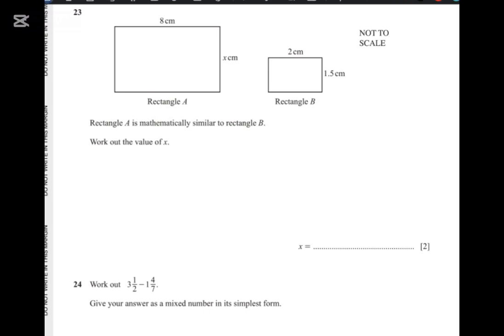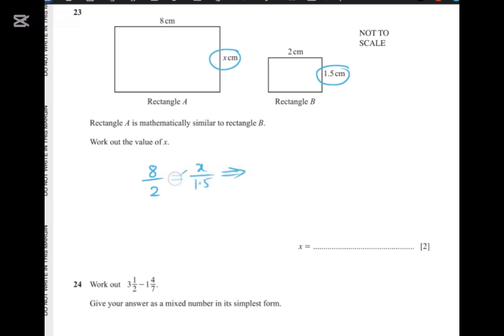Whenever two two-dimensional shapes are similar, the ratio of their corresponding sides will be equal. So let us write the ratios here. I'll write this side length as a ratio: 8 by, the bigger rectangle in the numerator and the smaller rectangle length in the denominator. The ratio of the corresponding sides. So let us take the other two sides. This is x and 1.5. So big rectangle is x, smaller rectangle is 1.5.